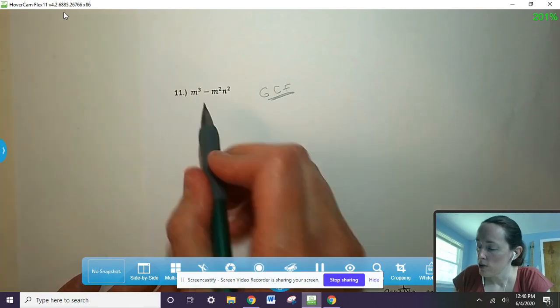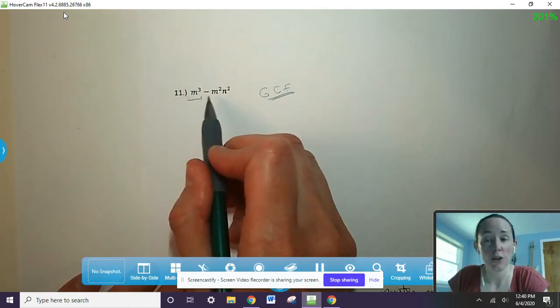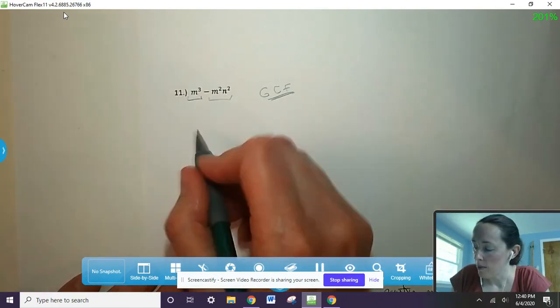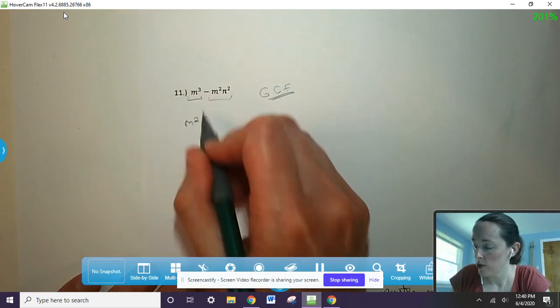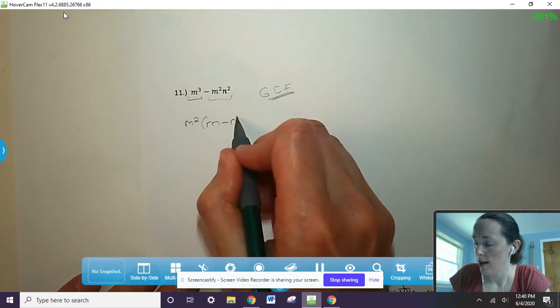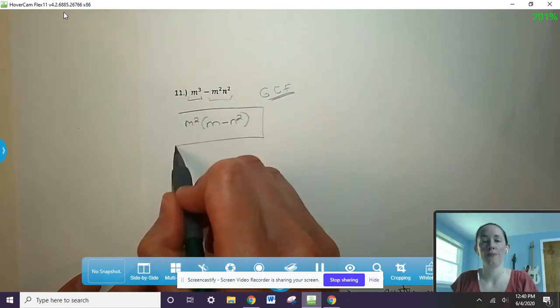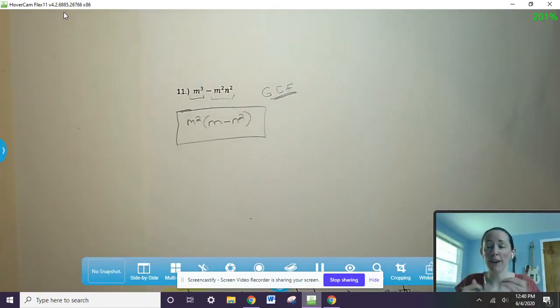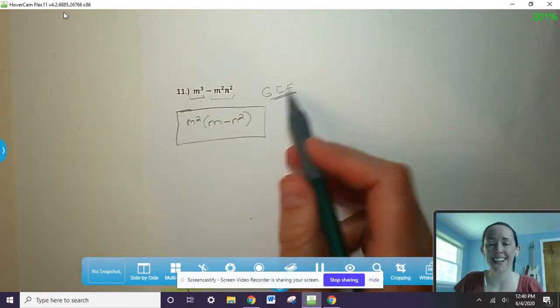So looking at these 2 terms, that's the first term and the second term. What they have in common is m squared. So if I factor out an m squared, I'm left with m minus n squared. And that does not factor any further. So that last one with just the GCF factoring was actually pretty quick, but maybe kind of unexpected because we hadn't seen GCF yet today.